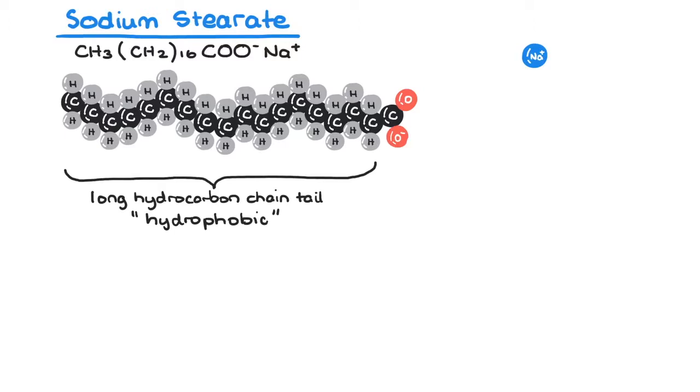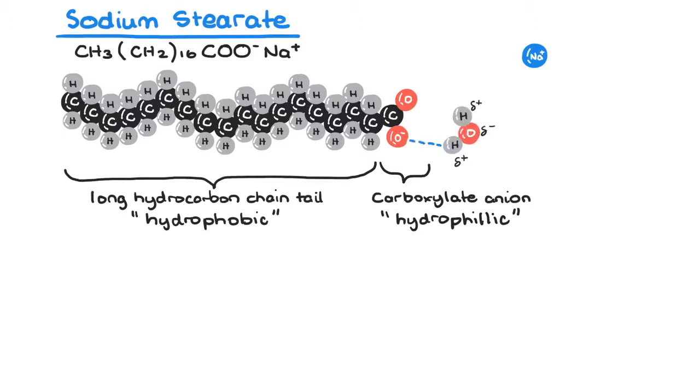At the other end is the charged carboxylate anion group. It's hydrophilic in that it is attracted to the positive end of a water dipole. It can interact with surrounding water molecules by hydrogen bonding and ion dipole interactions.